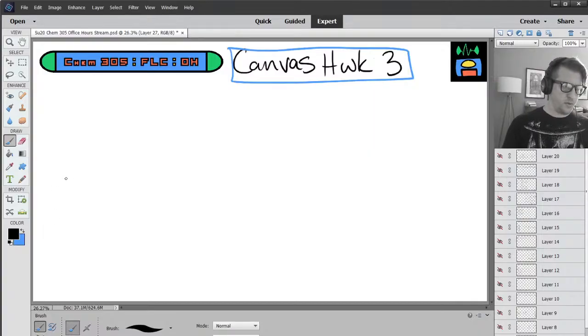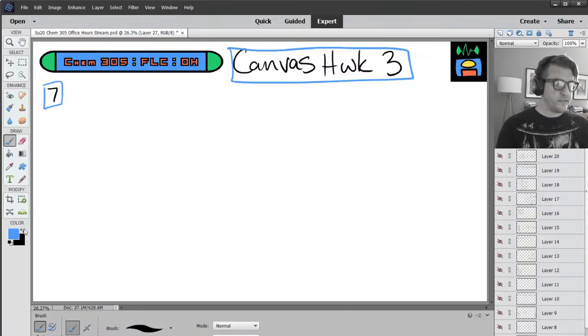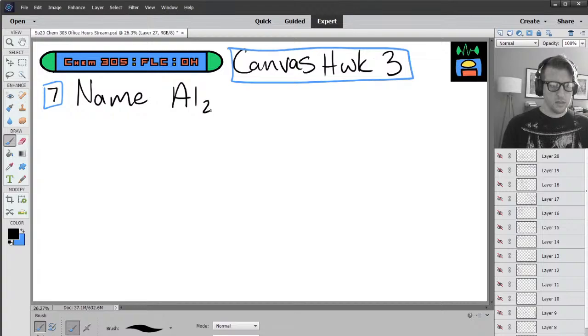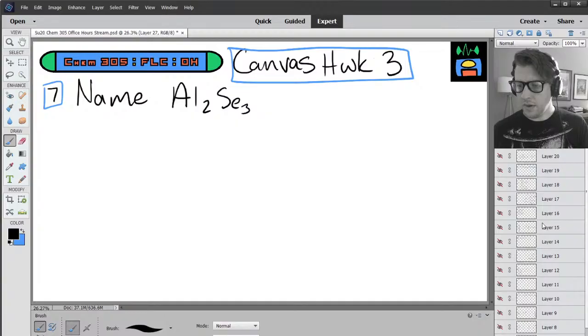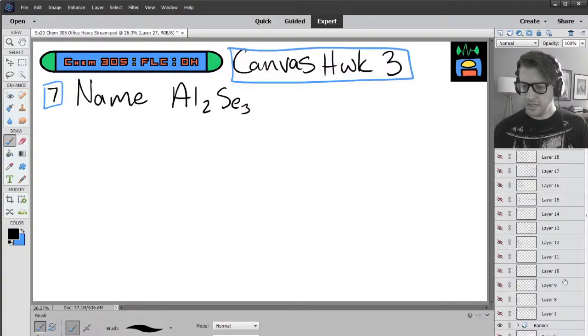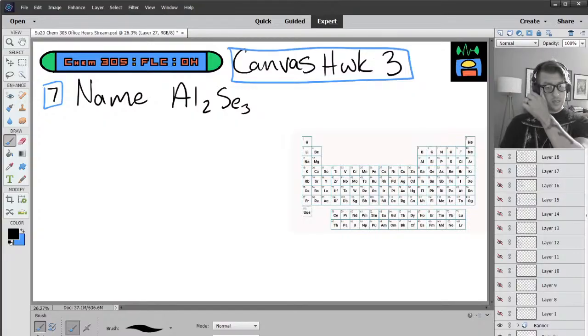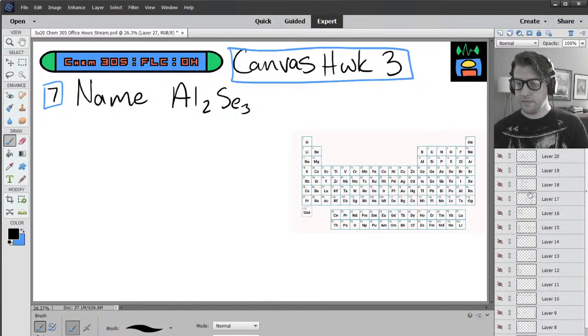So starting with number 7. Number 7 is: name this compound. I am going to consult our trusty periodic table on this one.